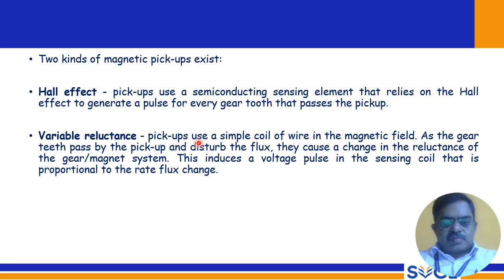Variable reluctance pickups use a simple coil of wire in a magnetic field. As the gear teeth pass by the pickup and disturb the flux, they cause a change in the reluctance of the gear magnet system. This induces a voltage pulse in the sensing coil that is proportional to the rate of flux change. So this is the variable reluctance type. These are the two types of pickups used. And next is the inductive type encoder.